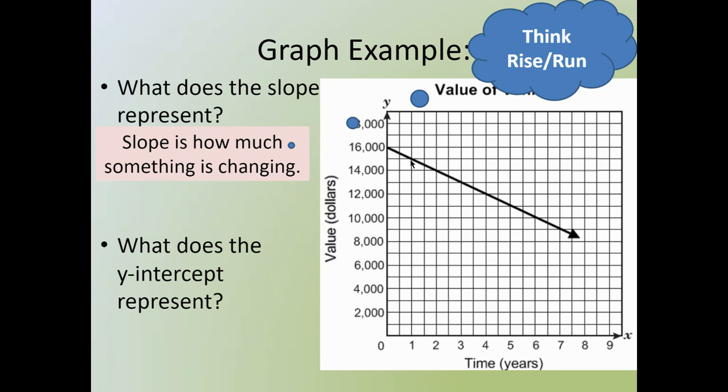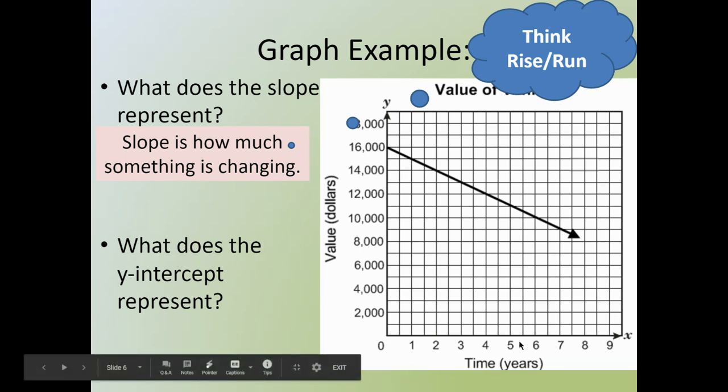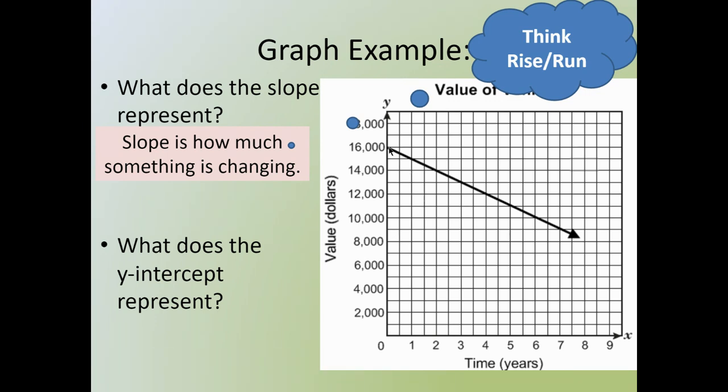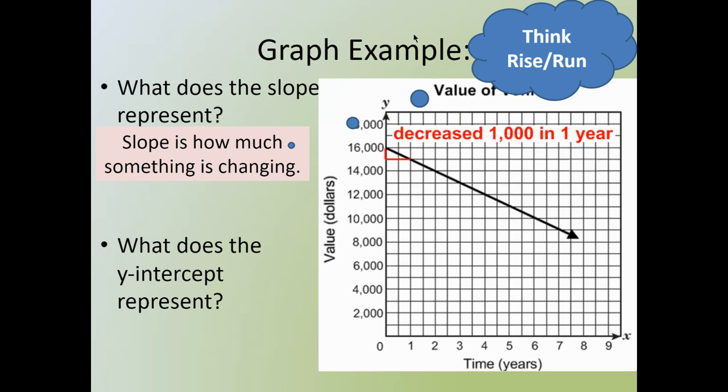Now, remember, if you are using rise over run, you need to check the increments that you have for your x-axis and your y-axis. Okay, so how many units do I have to go down to get to the second point? That will be 1,000 units down and then one to the right. So it's a decrease of $1,000 in 1 year. The slope of this graph is 1,000 over 1, which is equal to 1,000.